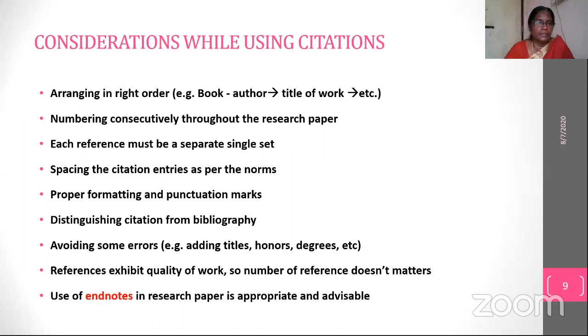There is a difference between citation and bibliography. We should avoid some errors. There should not be any titles, honors, etc. Similarly, we have to prefer what is right, as per the historians. In the case of a research paper, the use of endnotes is considered appropriate, advisable, apt, suitable, complete, as well as pertinent. 100%.